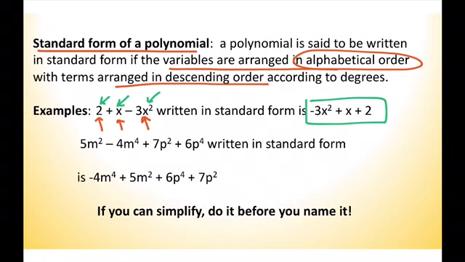Now the reason that we write it like that is so that we can all do the same problem and not have 6 different ways to write the same exact thing. So then we're all writing it the same way. So that's why it's called standard. It's just a standard way of writing it.